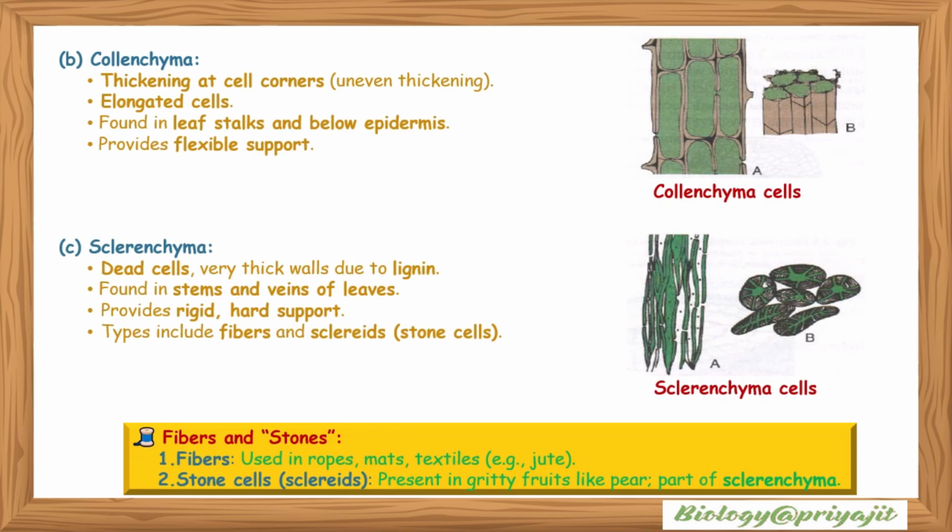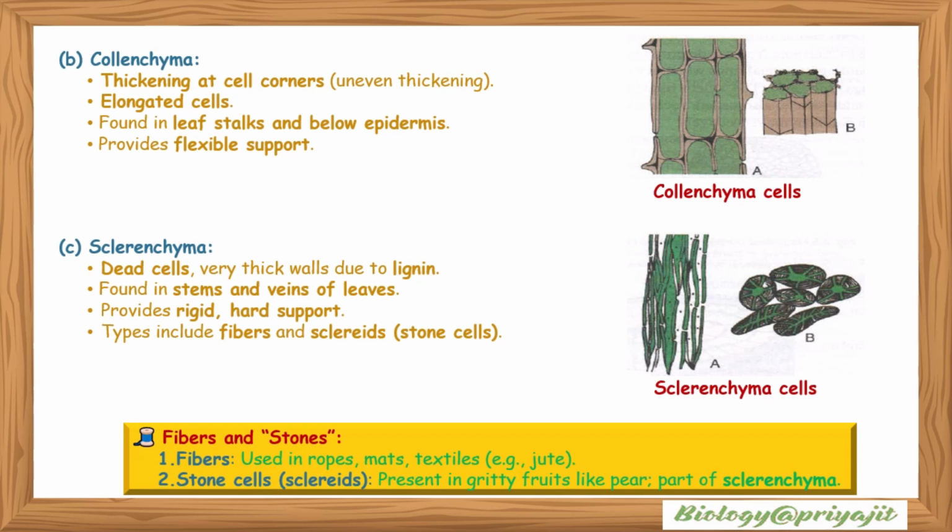Collenchyma is the thickening of cell corners, due to uneven thickening. It has elongated cells. They are found in leaf stalks and below the epidermis. They provide flexible support. Sclerenchyma is the third type of permanent tissue.